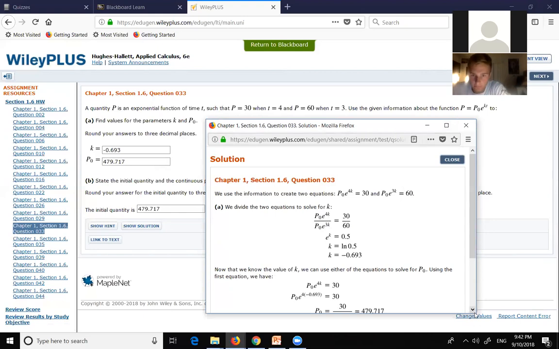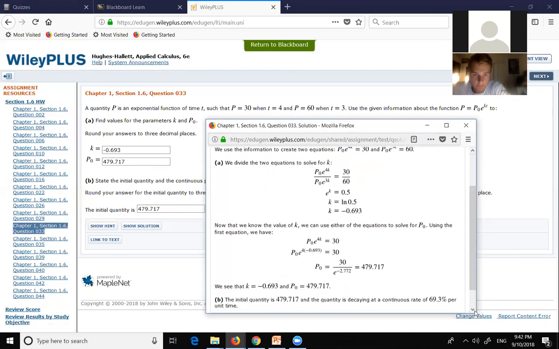And once you get the 1k, then you can solve for k by taking the ln on both sides. So I take the ln and then the ln of e, they cancel, so you have k on the left side. So ln of 0.5 is your k, which is minus 0.693.